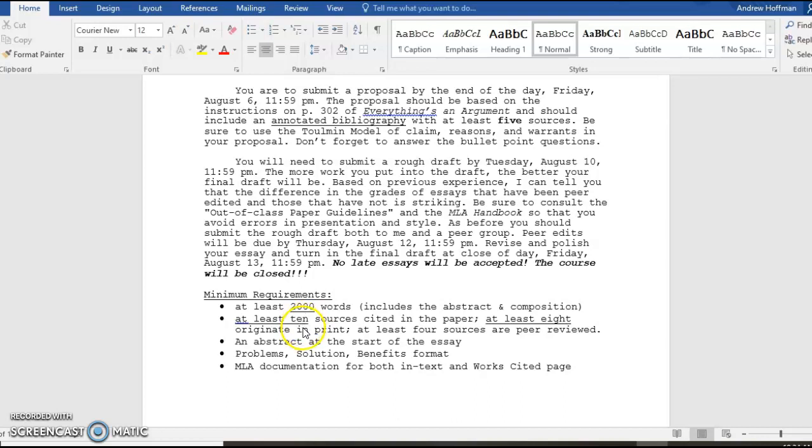Make sure you have 10 sources, at least 8 of which originated in print. 4 sources are peer-reviewed, or what I call scholarly work. That would be dissertations, academic journal articles, university press books. An abstract, which should be about 100 to 200 words, does count towards your essay. Problem, solution, benefits. MLA documentation, which is still kind of sketchy for some of you.